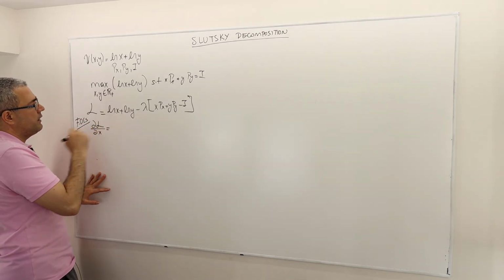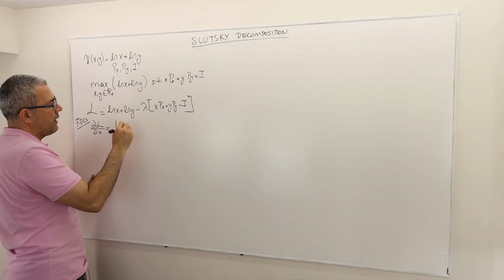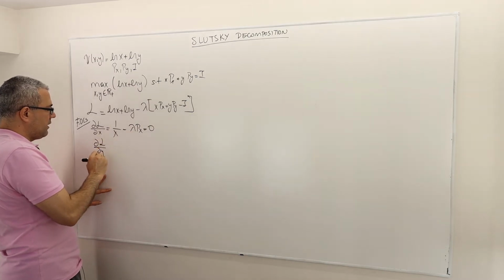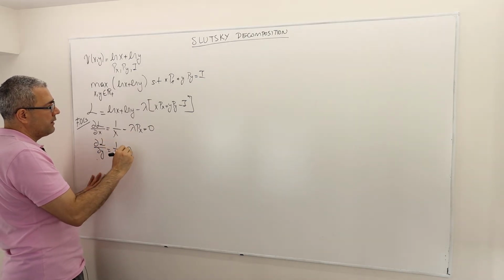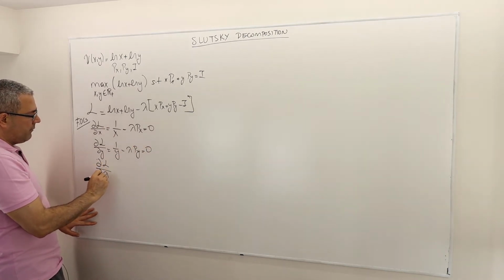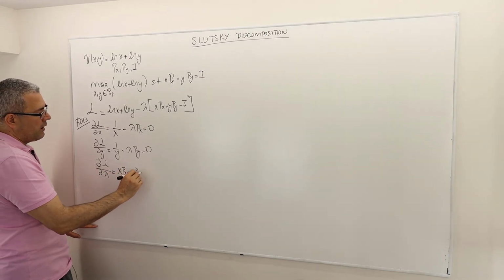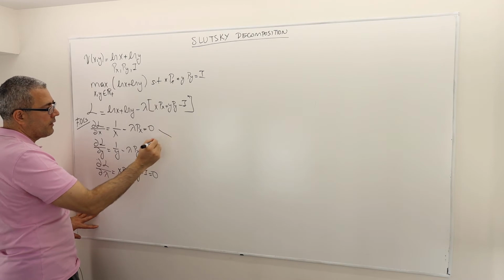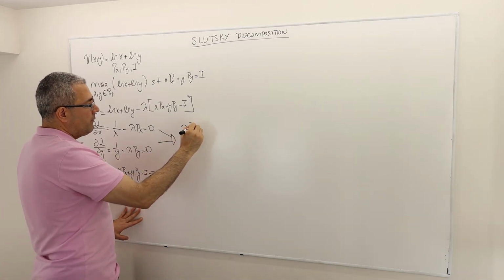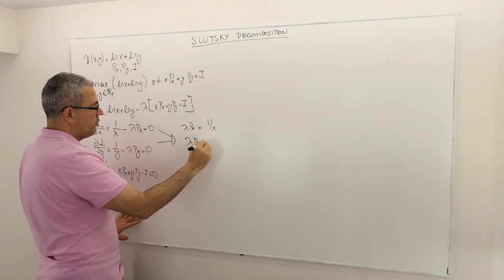So the first order conditions, FOCs: the derivative of the Lagrangian with respect to x is 1 over x minus lambda px equals 0. The derivative with respect to y is 1 over y minus lambda py equals 0. And finally, the derivative with respect to lambda is x px plus y py minus income equals 0. If you use these two, as usual, I have lambda px is equal to 1 over x, and lambda py equals 1 over y.